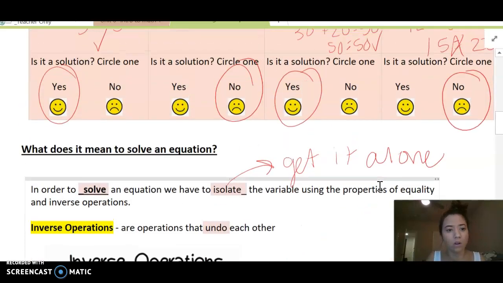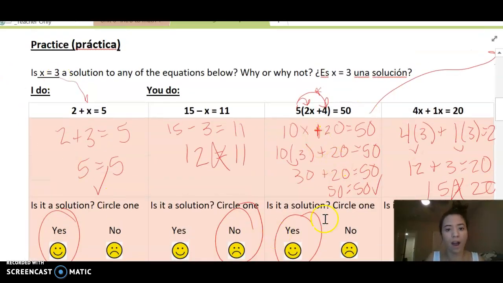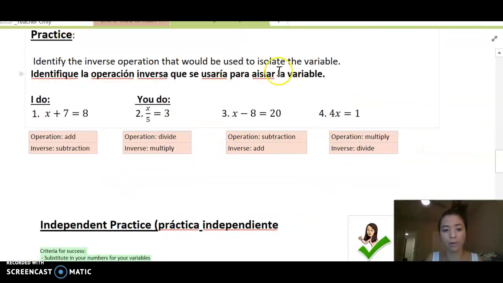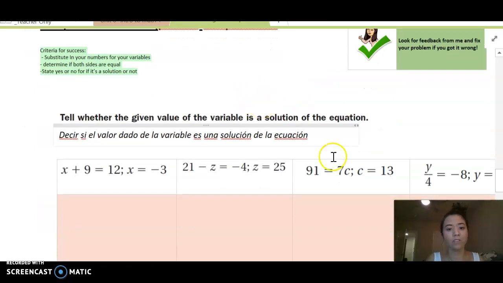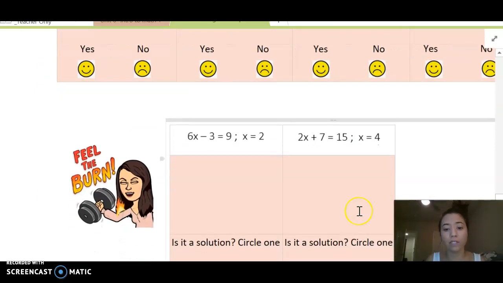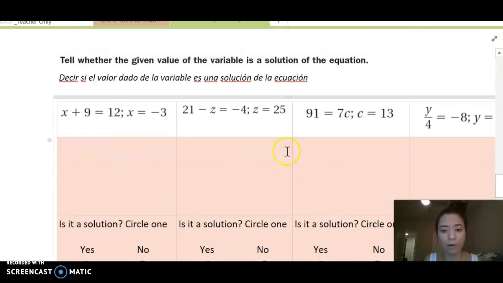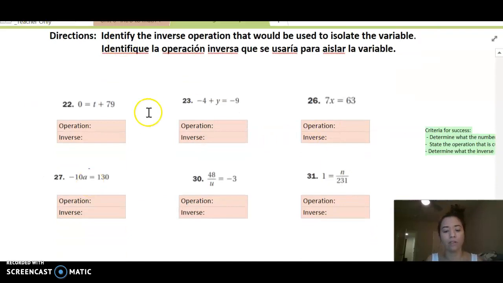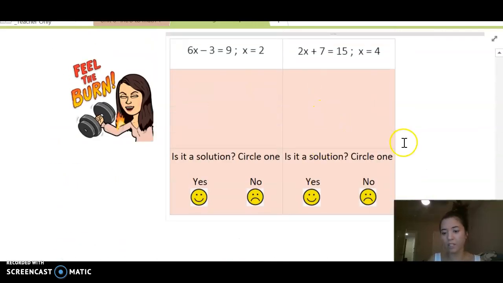Okay. We've gone over how to tell if something's a solution. We've gone over inverse operations. You now have some independent practice. You have 1, 2, 3, 4, 5, 6 problems to figure out if this number is a solution. And then you have 6 problems to determine what the inverse operations are. Go ahead, video is done.